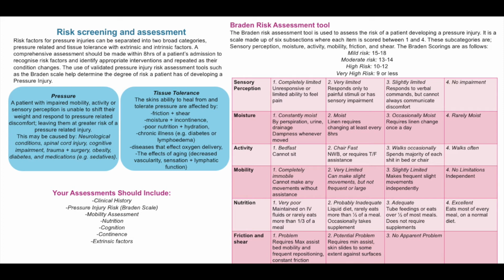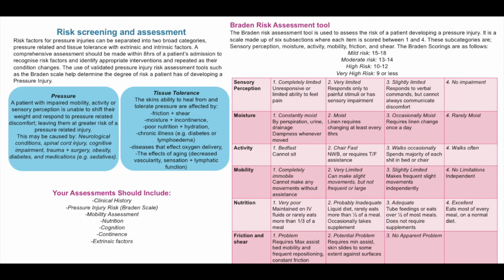So in nutrition, a patient will score 1 when their nutrition is considered very poor, so they're maintained on IV fluids, or they rarely eat more than 1/3 of a meal a day. They'll score 2 if they have probably inadequate nutrition intake, so they're on a liquid diet, they rarely eat more than half of a meal a day, and they occasionally take supplements. They'll score 3 if they have adequate nutrition, so this could be tube feedings, or if they eat over half of most of their meals and they don't require any supplements. Or 4 if they eat excellently, so they eat most of every meal and they're on a normal diet.